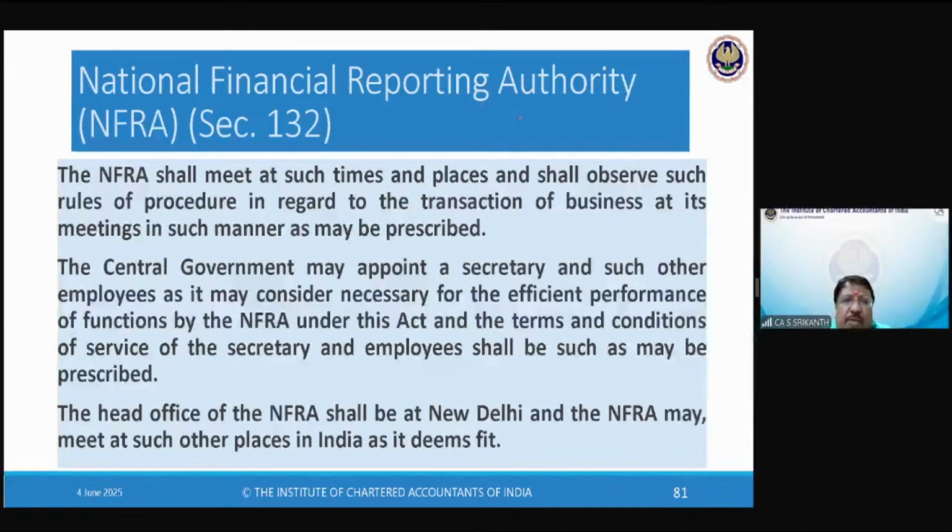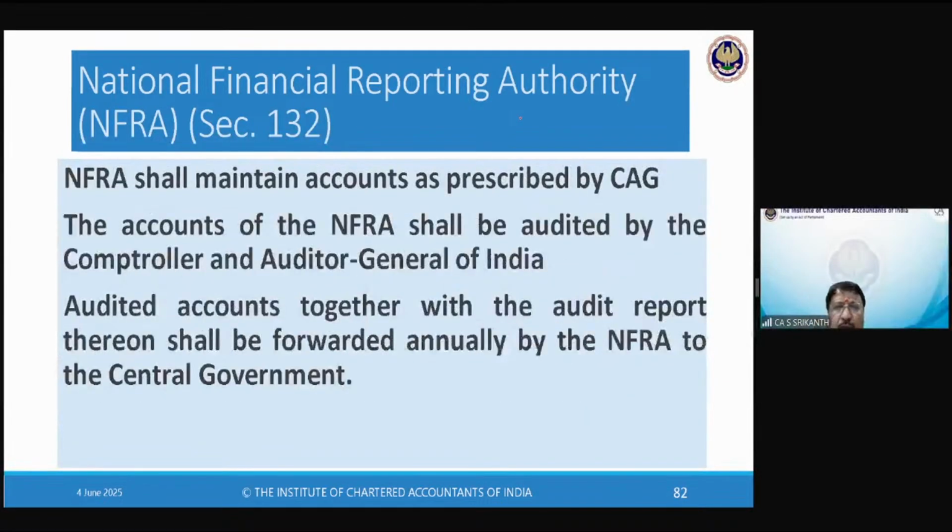Okay. For the efficient performance of functions by the NFRA under this Act, and the terms and conditions, etc. Of course, this whole administrative setup will be headed by the secretary. So the secretary will sit in the board. He will be attending on the board, the NFRA. So whenever the NFRA meets, the secretary will call for the meeting. He will arrange everything. Then whatever decision is taken, these employees will implement. Okay. So the head office of the NFRA shall be at New Delhi, and the NFRA may meet at such other places as it deems fit.